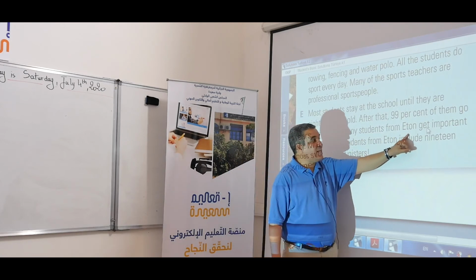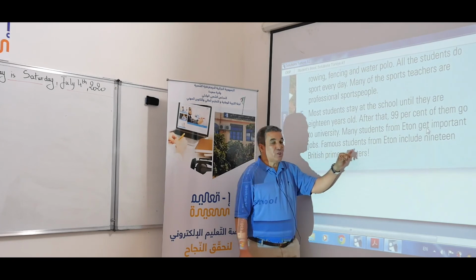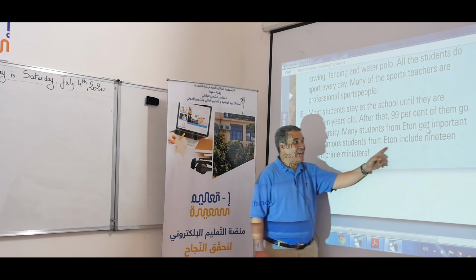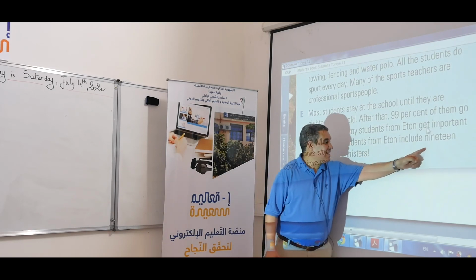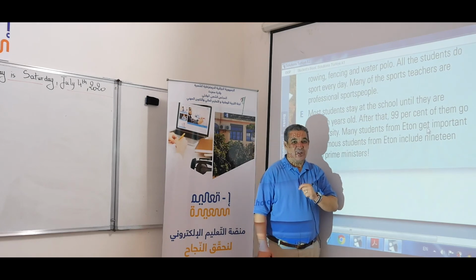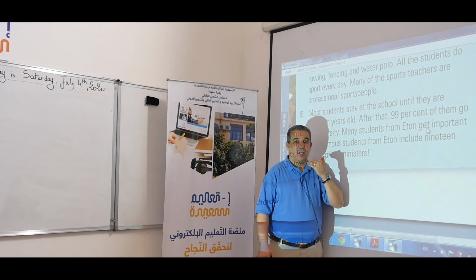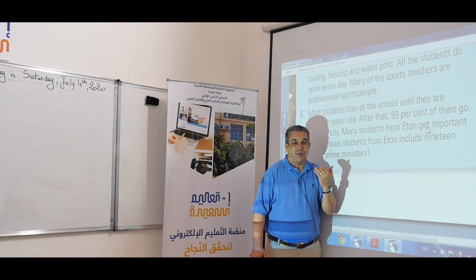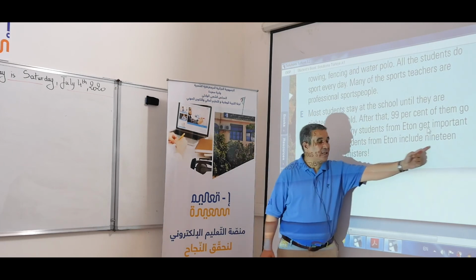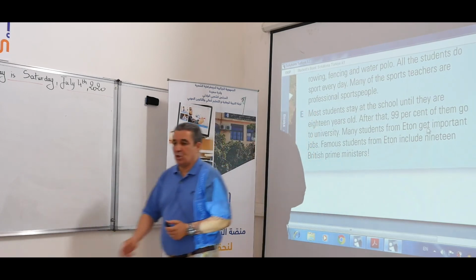Many students from Eton get important jobs. Famous students like Prince Harry and Prince William from Eton include 19 British prime ministers. So you see how Eton College is so prestigious. Eton College produced 19 British prime ministers. Excellent. So what are we going to do?